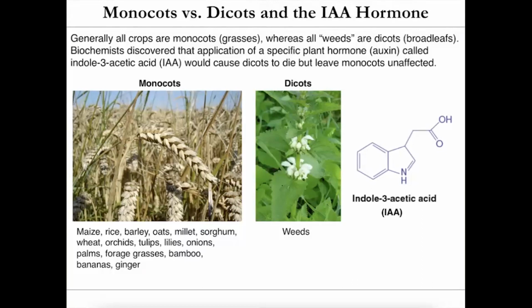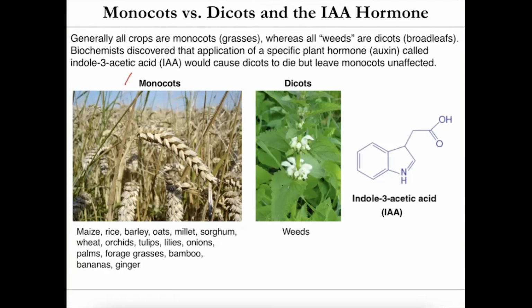There are a few really important physiological differences between monocots and dicots. A big one, and why it's called a monocot, is the seedling. On monocots, there's one leaf that emerges, whereas in dicots, there are two leaves that emerge. Generally, all crops that are important to humanity are monocots, otherwise grasses. A lot of them are in the grass family, whereas all weeds are basically dicots, or broadleaf plants.